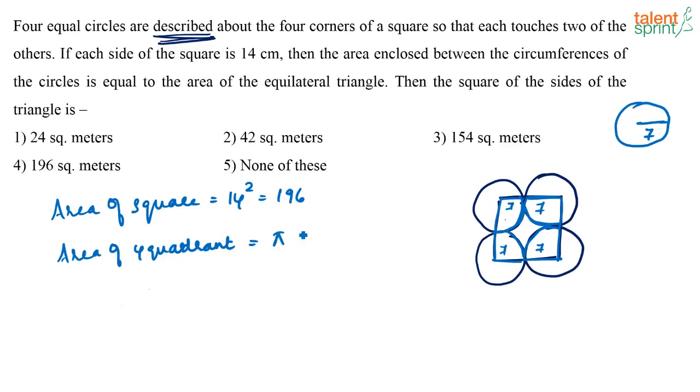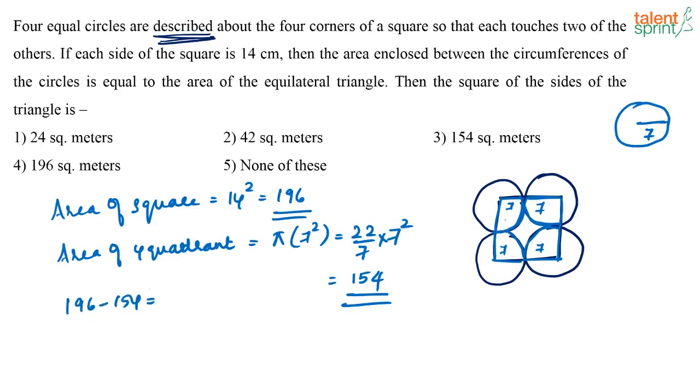which is equal to pi r squared, that is 22 by 7 into 7 squared, which is equal to 22 into 7, that is equal to 154, correct? Now, what is the remaining area inside the square? The remaining area is nothing but 196 minus 154, which is equal to 42, correct? Now this 42 represents the area of an equilateral triangle.